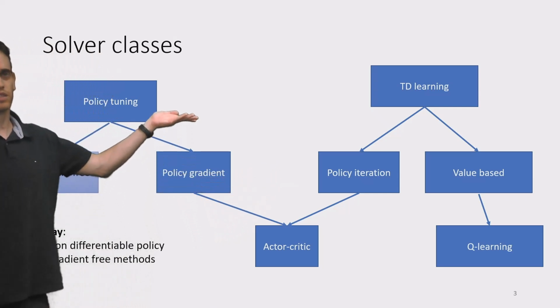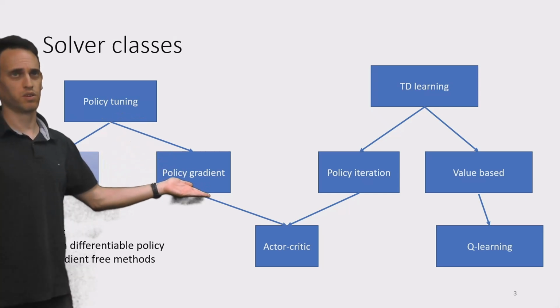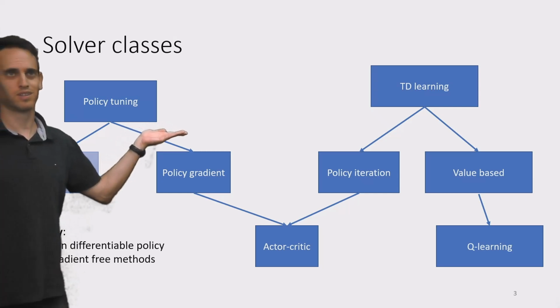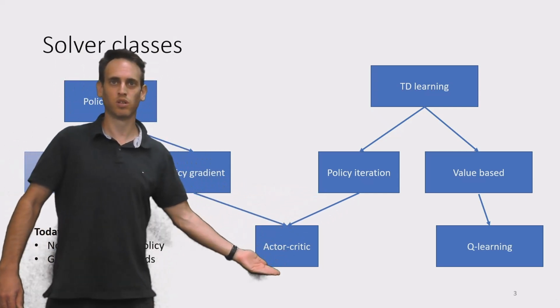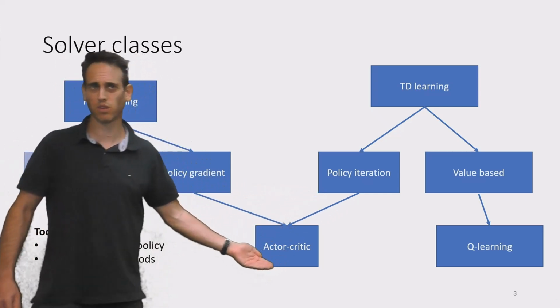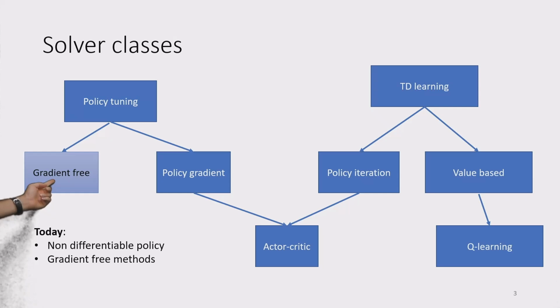We also discussed how to tune a policy approximation. Specifically, we saw the policy gradient theorem and what's the correct direction to update our policy. We combined policy gradient with policy iteration to produce an actor-critic approach, actor-critic algorithms. Today, we're going to tune our policy, but without assuming to know its gradient, without even assuming to know that it's differentiable. This might be relevant if we have a non-differentiable policy, and specifically in that case, today we're going to cover gradient-free methods.